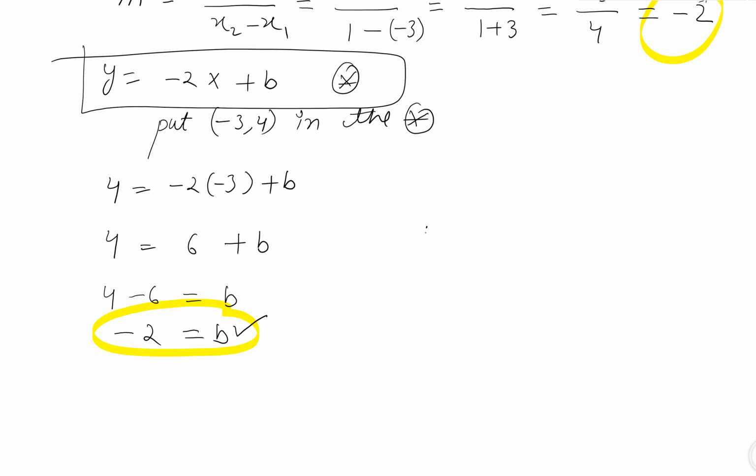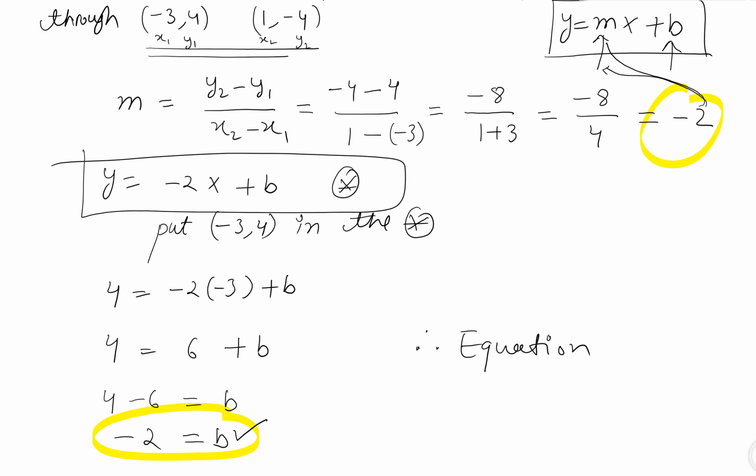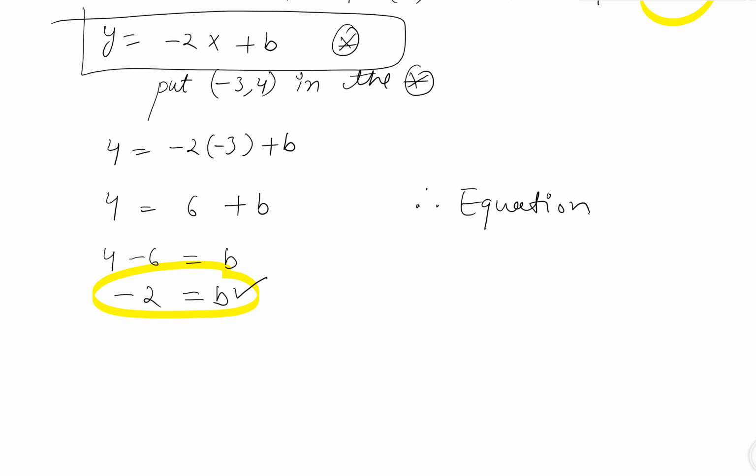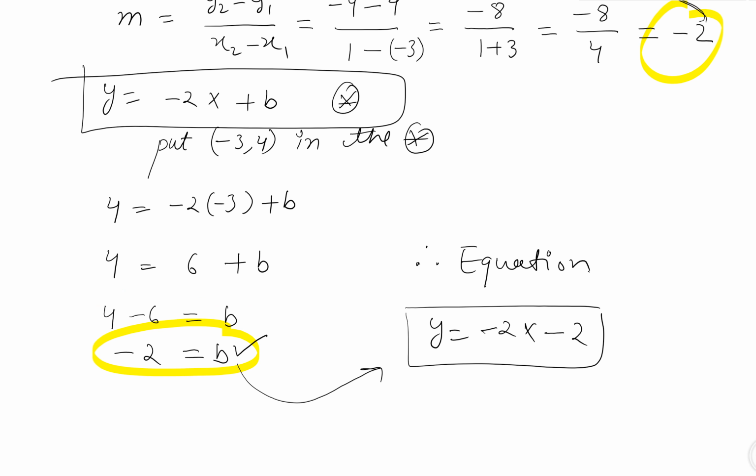Therefore the equation of the line which passes through those 2 points which we have in the beginning is going to be y equals minus 2x plus b, and the b is minus 2. So basically you substitute this value and the slope, both of them, into the equation, and we got that.